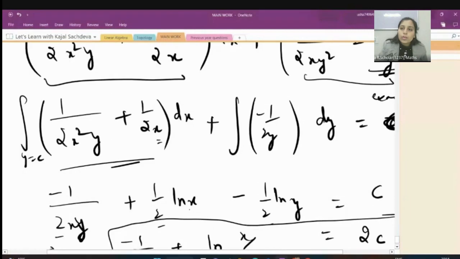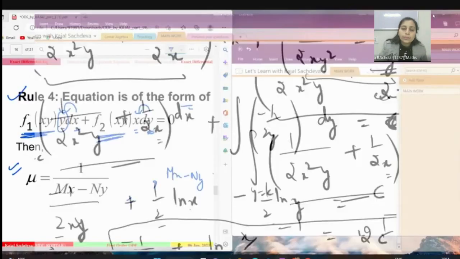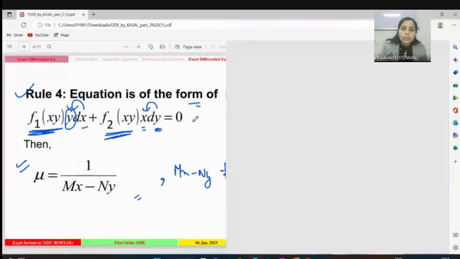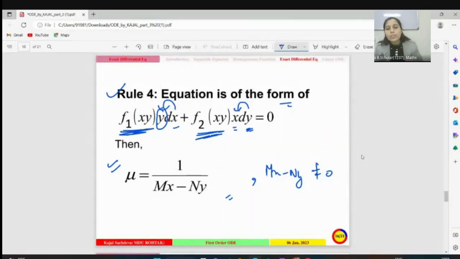Let's move to the other rule. So these 4 rules can be applied when the equation is not exact, and we can make the given equation exact.